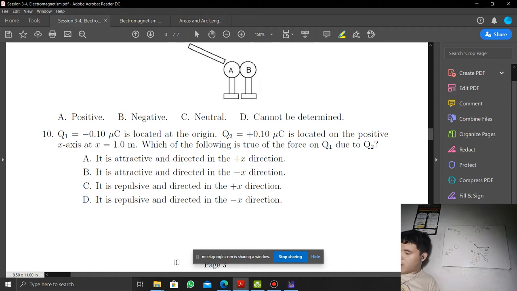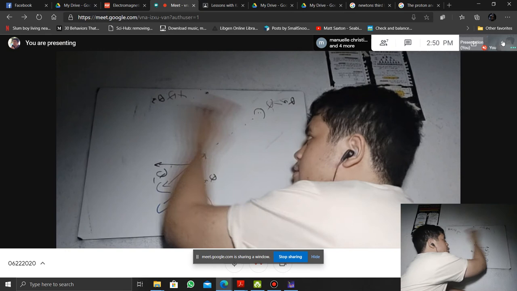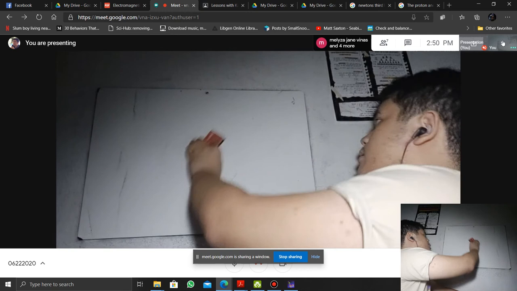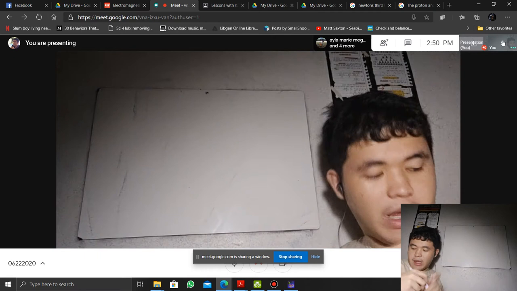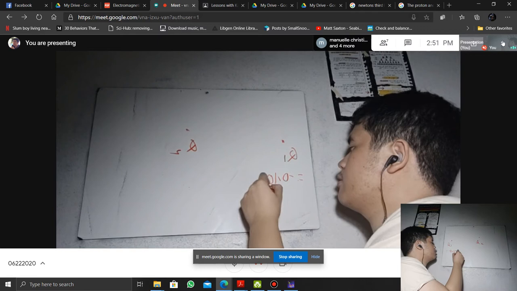Okay, sige. Ngayon, let's draw yung diagram ulit. Okay, sige, let's see. So, ito yung diagram natin. Q1 and Q2. Q1 equals negative 0.10 and Q2 equals positive 0.10.